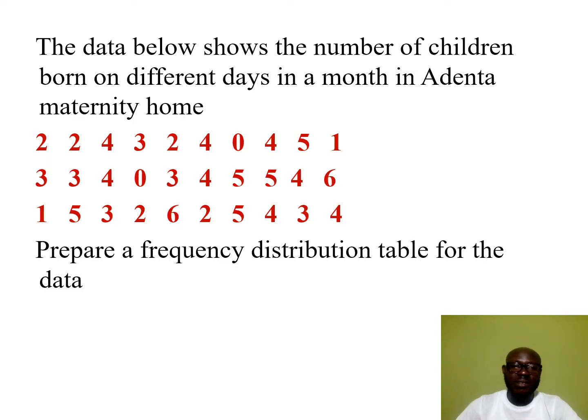All right. Good. Now, the table below shows the number of children born on different days in a month in Adenta Maternity Home. We have 2, 2, 4. That is the table on the screen. Prepare a frequency distribution table for the data. Now, how do we prepare a frequency distribution table? That tells you that we are going to use the tally to come out with this frequency distribution table. That becomes a way of handling data. Now, let's see how we can put this on.